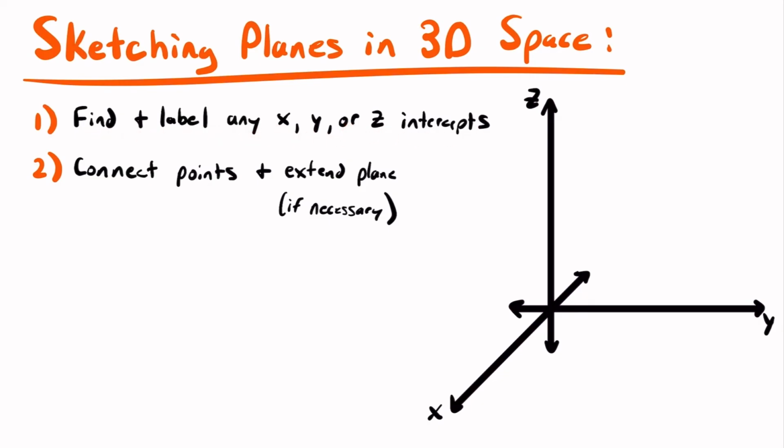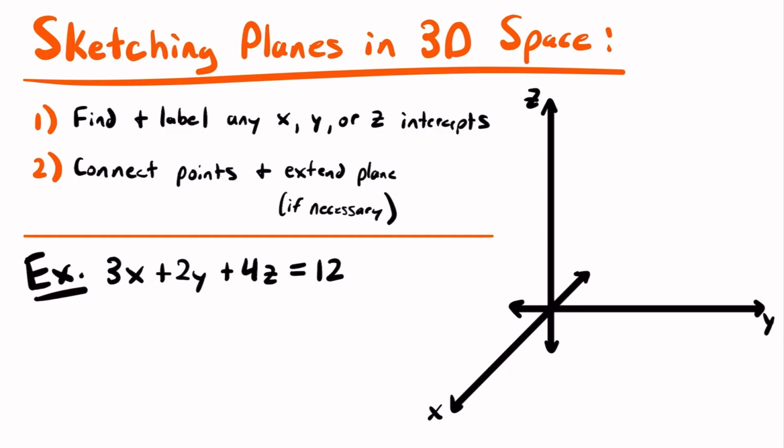In other words, you want to find the points where the plane cuts through the x, y, and z axes. And then once you've found those intercepts, you connect them to create your plane, and if necessary, extend the plane a little bit so that you can see what it looks like. And I'll show you what I mean by that when we get there. For now, let's just focus on a quick example here of sketching a plane in 3D space.